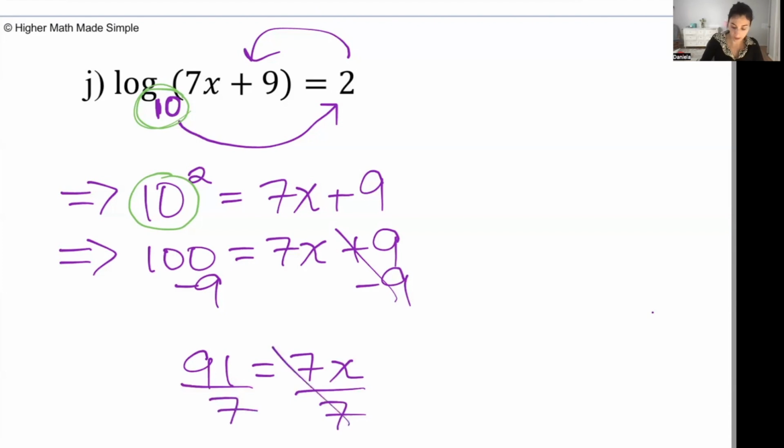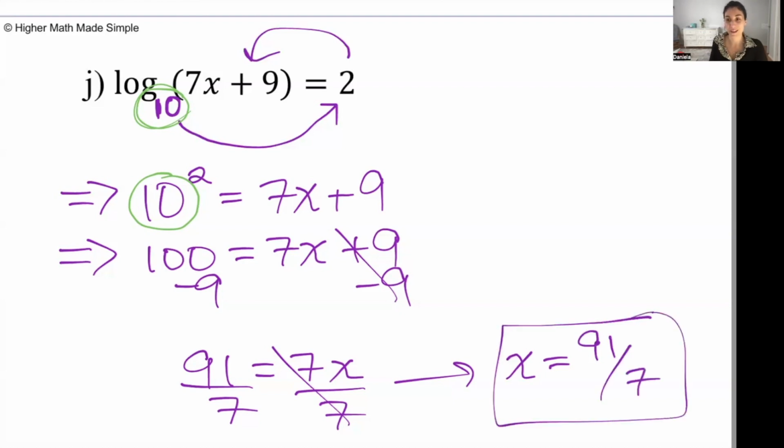Okay, so a lot of the times in Algebra 2, we like to leave things as improper fractions. Don't you dare turn it into a mixed number. Or if your teacher asks you to round to the nearest tenth or whatever, that's fine.